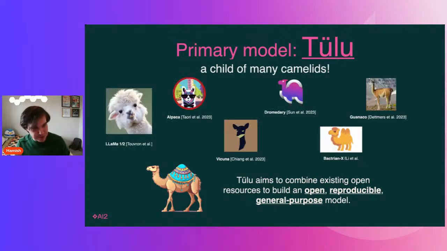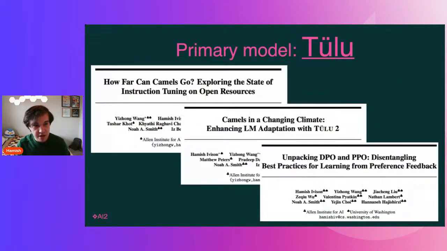The reason the model's called Tülu is because it's a child of many camelids. We started this work originally when the first llama models and the first wave of instruction-tuned llama models came out, when we were trying to work out how we could combine all these different data sets that were coming out into a strong baseline for then doing further research on top of. If you're particularly curious, the Tülu series is captured in this series of papers.